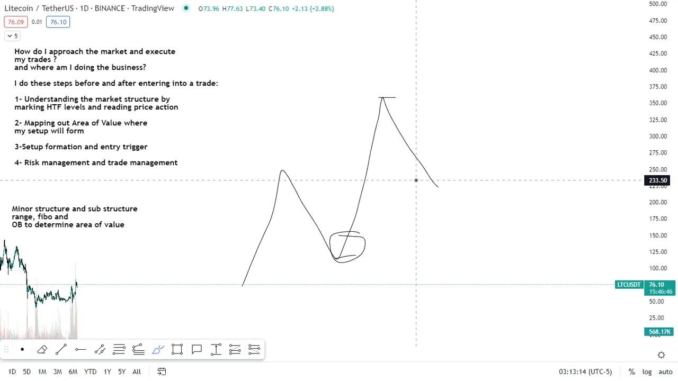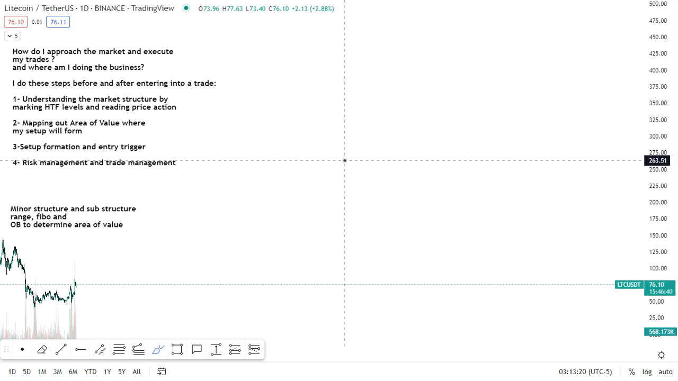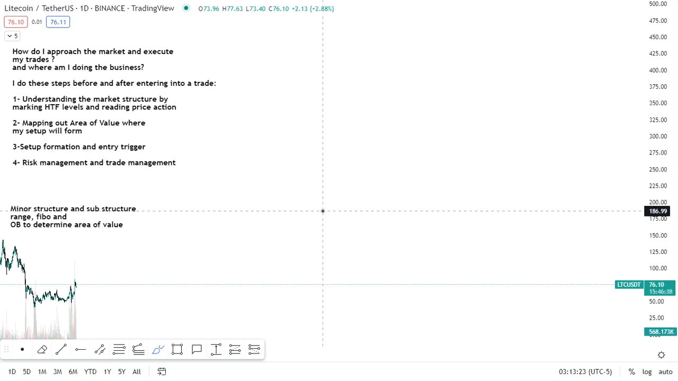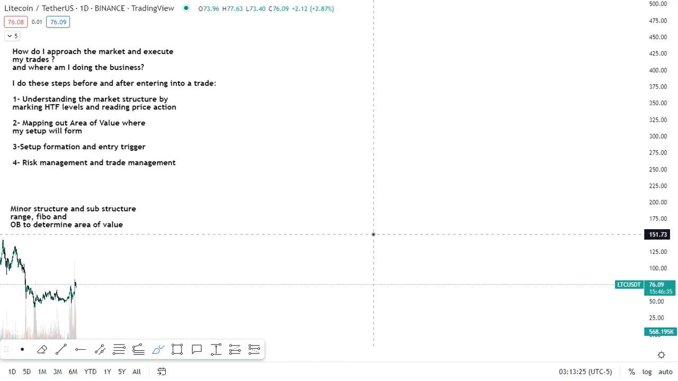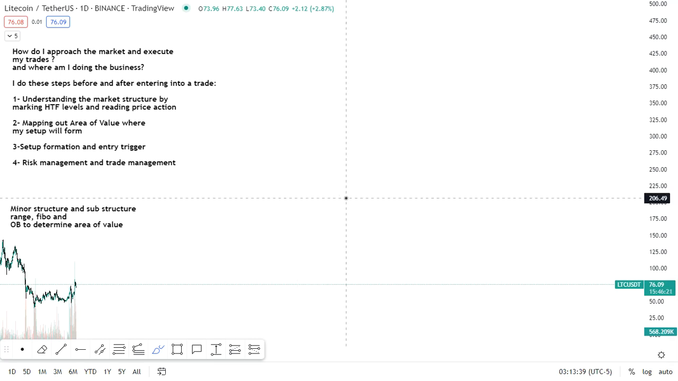And the fourth step you must be doing is risk management and trade management. Risk management is basically the amount you are willing to bet on a single trade. Like you want to bet 1% of your portfolio, or you want to be risking half a percent of your portfolio. It depends on you, and you must learn what is the best for your strategy, what percentage of risk is the best for you, and you must do backtesting and journaling to find that out.